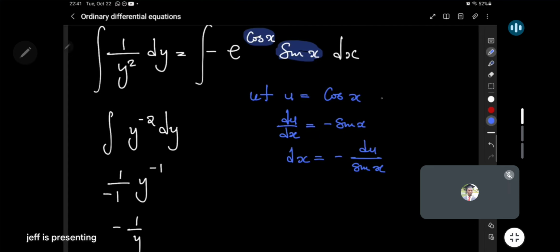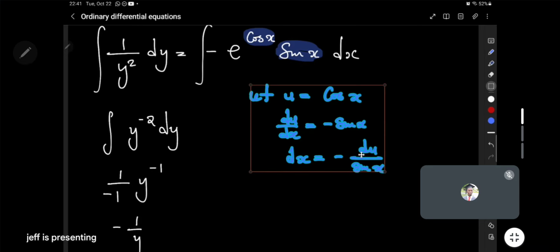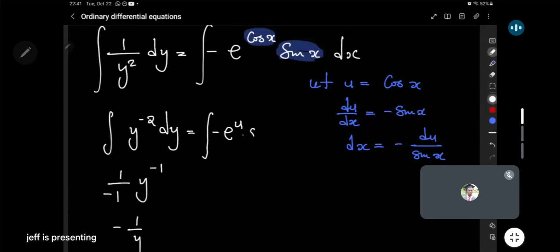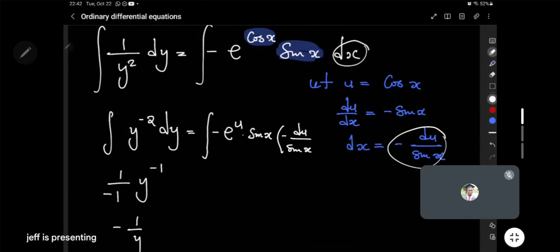On the right side, what are we seeing when we start substituting? We now have minus e, where there's cos, we are putting u. The sine would still be here. Where there's dx, we're going to put this term, negative du over sine x. The sine x and the sine x will cancel. The negative and the negative will cancel.